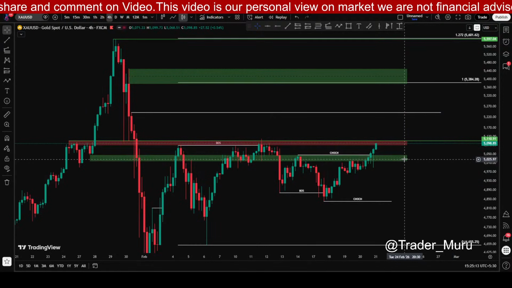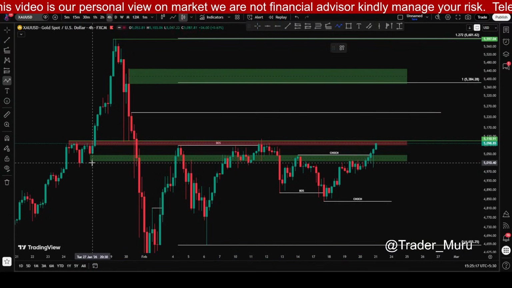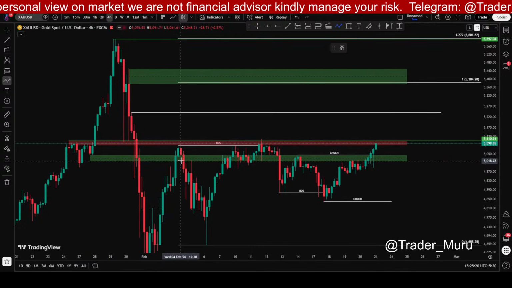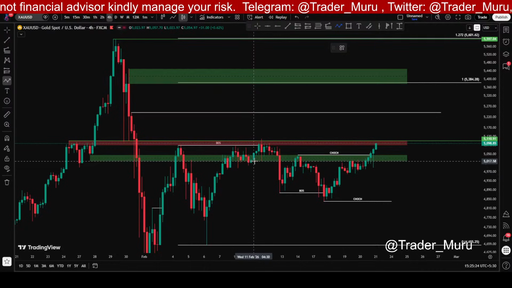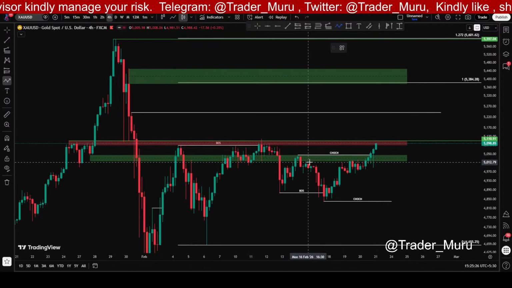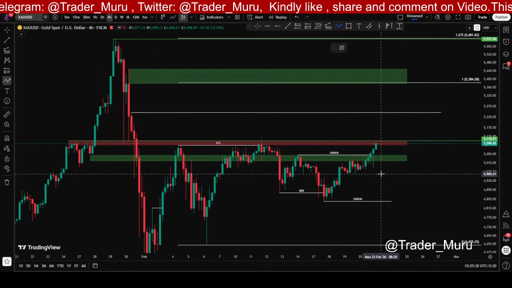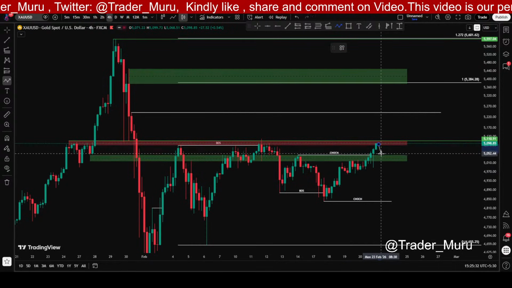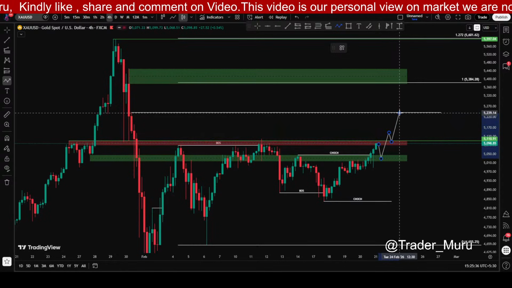This is the first zone from where you can buy gold. This area should hold. If this area breaks, then on the retest you can short. See? On the retest you can short. But before this area breaks, there is a high possibility that the market will give you this kind of move.